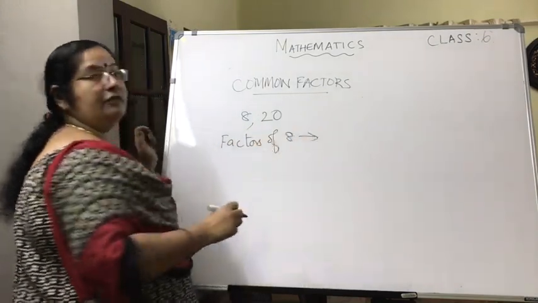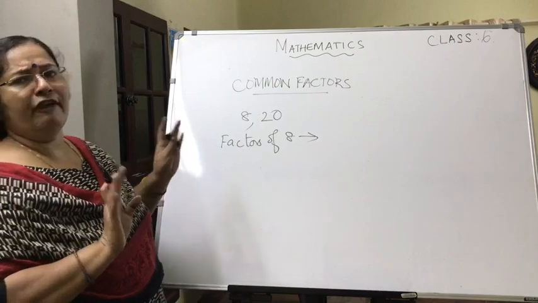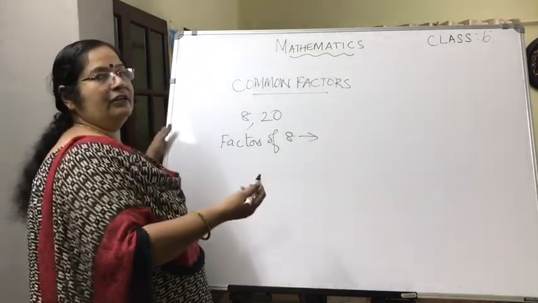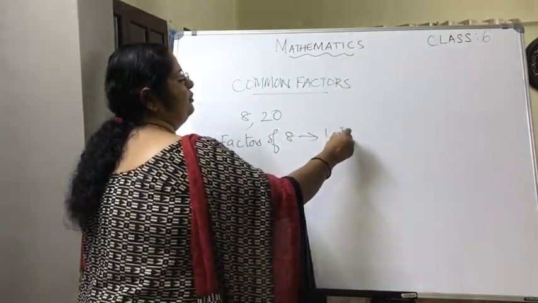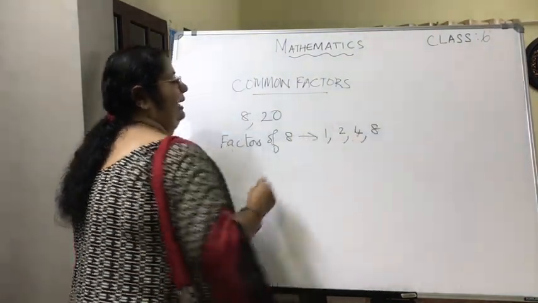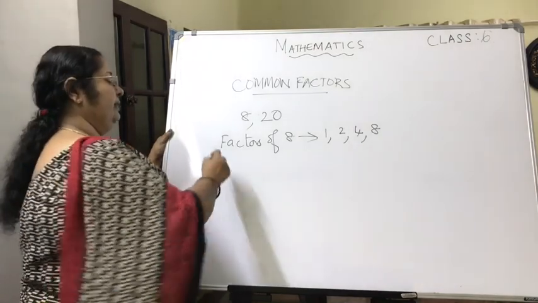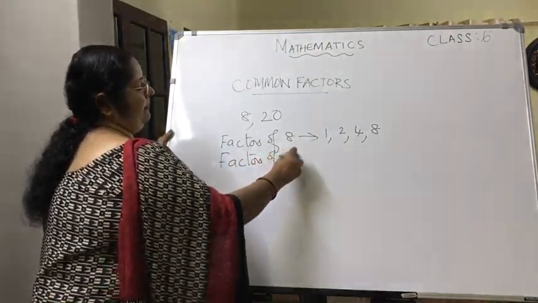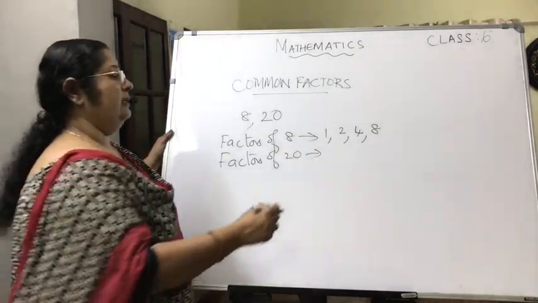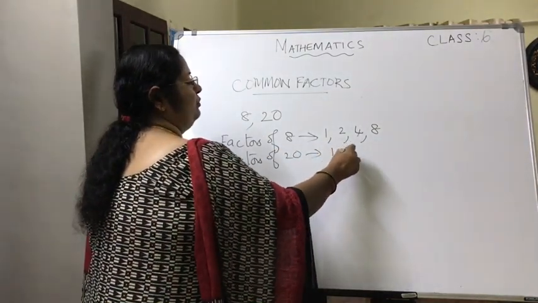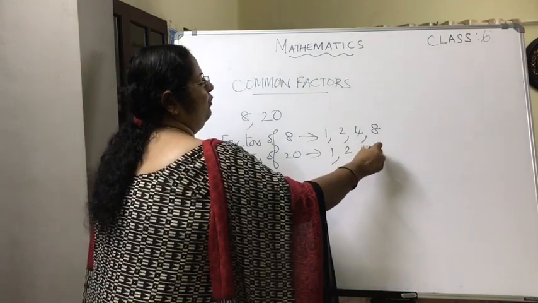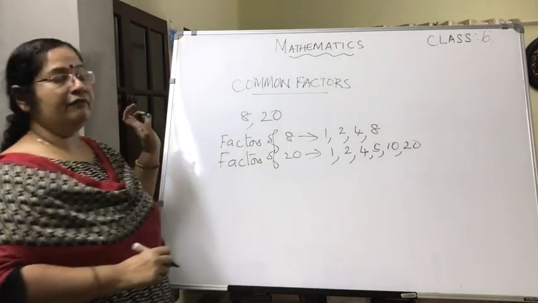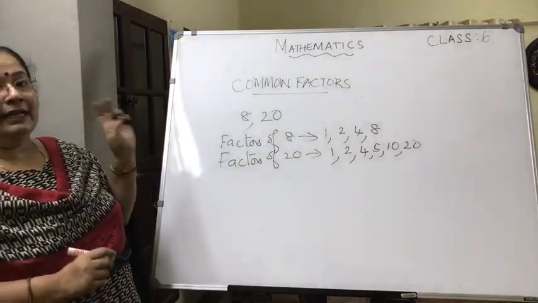Now what are the factors of 8? By now you should be able to tell, because you have done so many questions. What are the factors of 8? 1, 2, 4 and 8. These are the factors of 8. Then you will find the factors of 20. Now what are the factors of 20? 1, 2, 4, 5, 10, 20. These are the factors of 20.